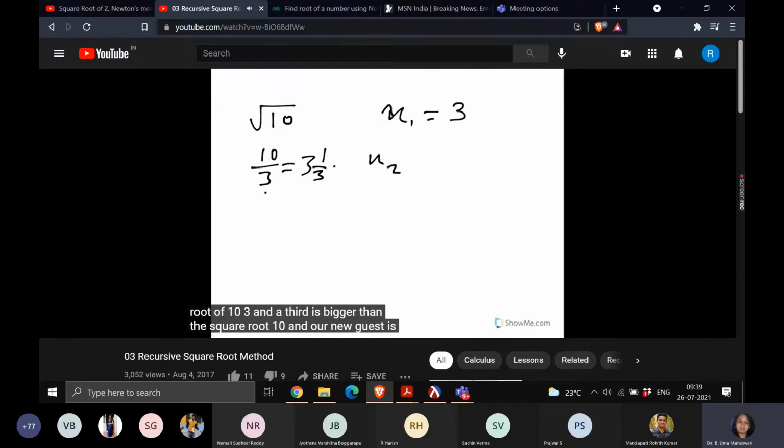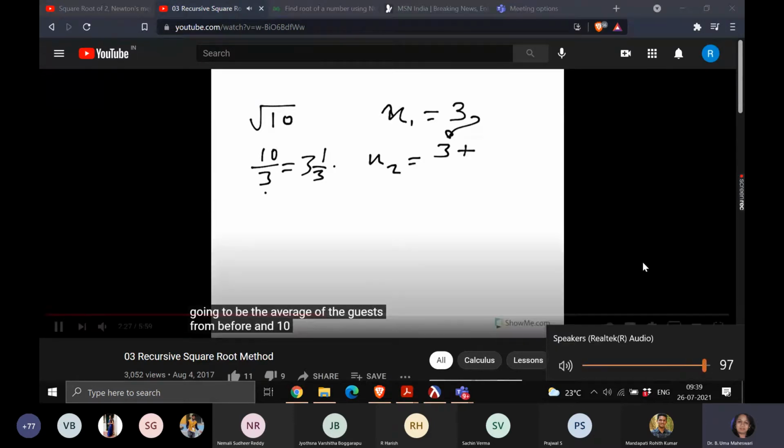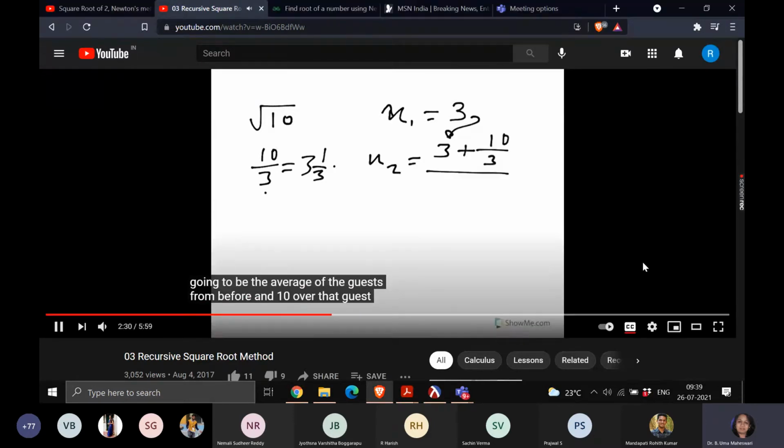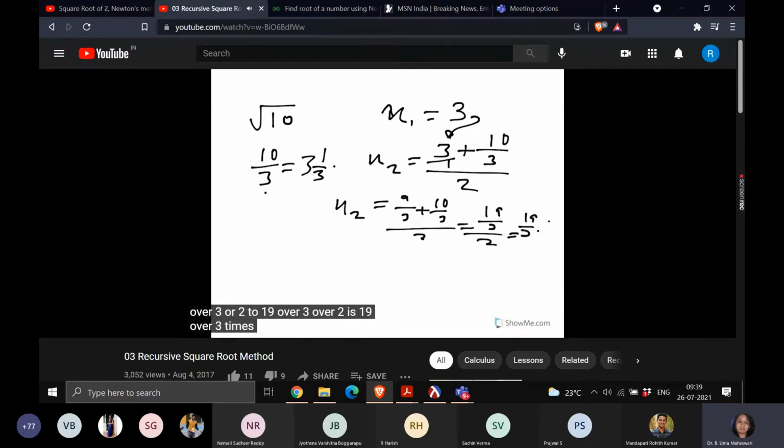And our new guess is going to be the average of the guess from before and 10 over that guess. And I like to simplify this, get common denominators. So get 9 over 3 plus 10 over 3, over 2, is 19 over 3 over 2, is 19 over 3 times 1/2 equals 19 over 6. 19 over 6 is a pretty good approximation for the square root of 10. But we can do better.